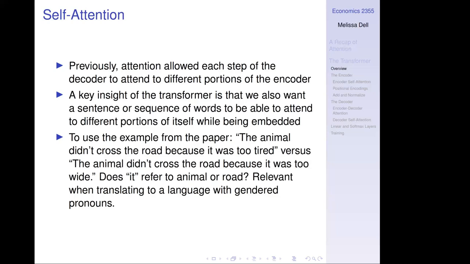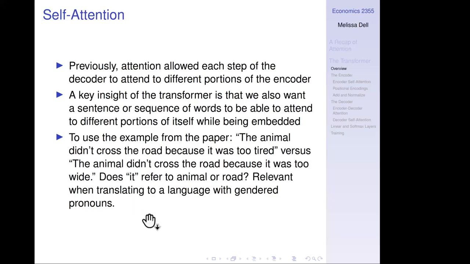In the first case, you can probably figure out that "it" refers to the animal, because animals can be tired and roads can't. Whereas in the second sentence, "it" is referring to the road, because roads can be wide. Animals we don't usually think of as being wide. This is super important in machine translation because lots of languages, unlike English, have gendered pronouns. You need to know what noun "it" is referring to and what gender it has, or you can't translate it. This is something that models before the transformer really had a hard time with.